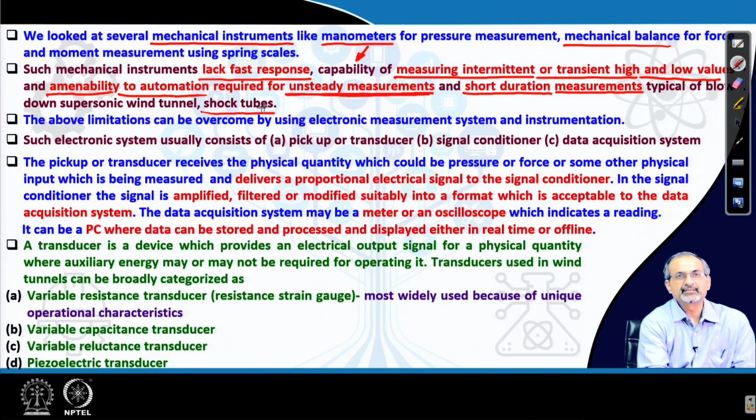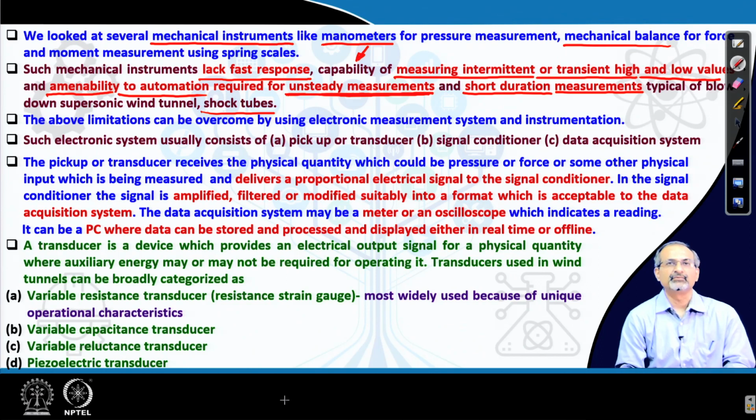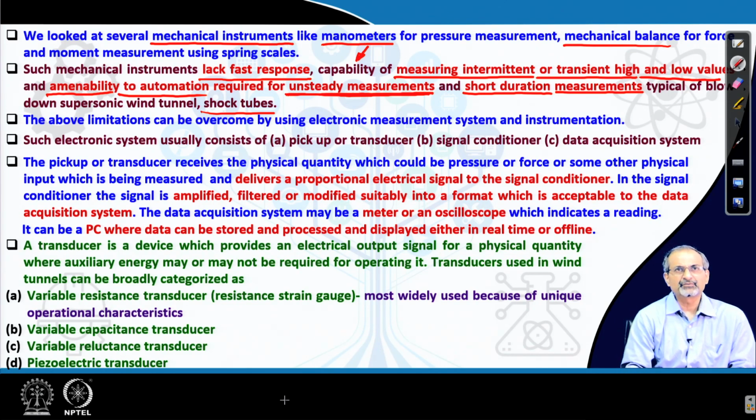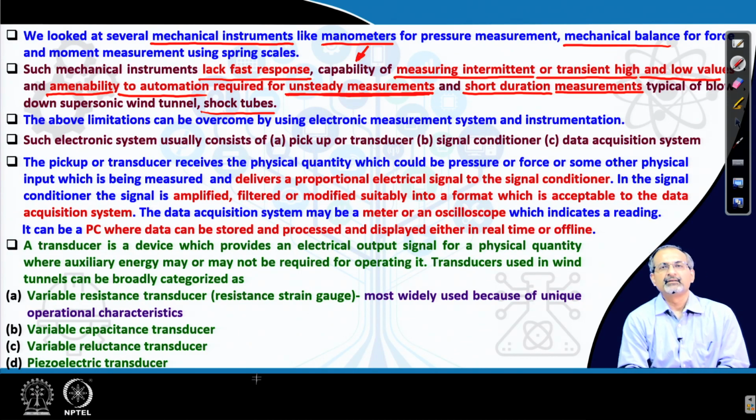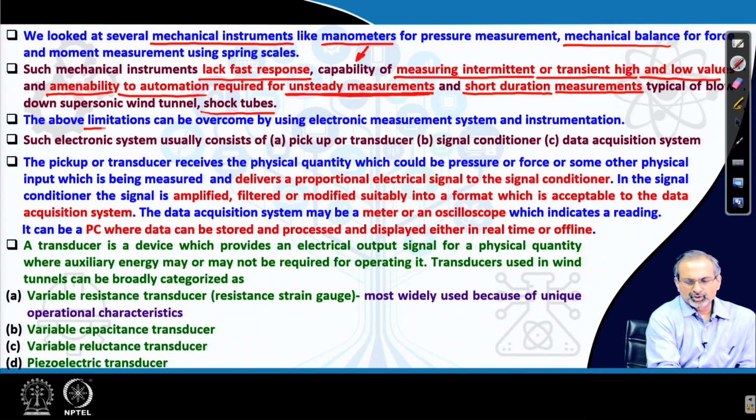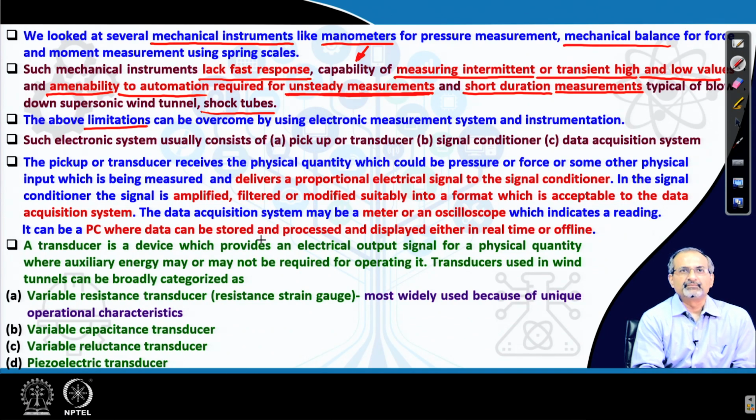Extremely short duration tests are involved in shock tubes, where you will get a very minuscule time corridor within which you need to have very high fast response equipments which will respond to rapid changes which occur within a very short period of time and record them without error. Therefore, we now understand why we need to look beyond mechanical instruments as far as wind tunnel experimentation is concerned. So, most of these above limitations can be overcome.